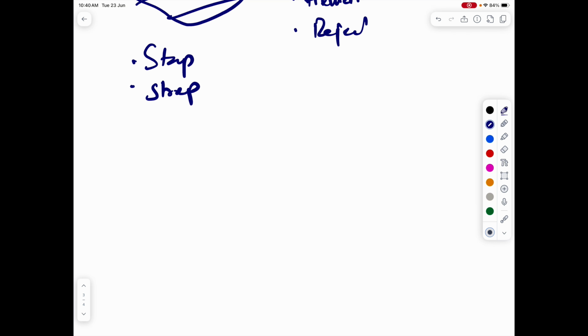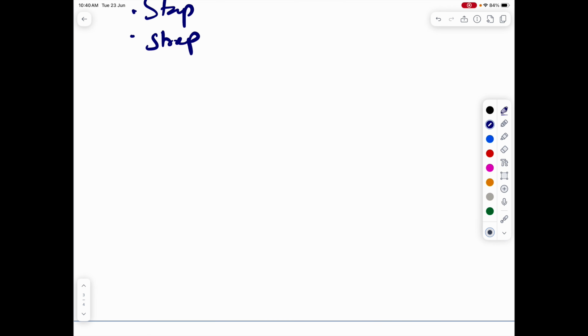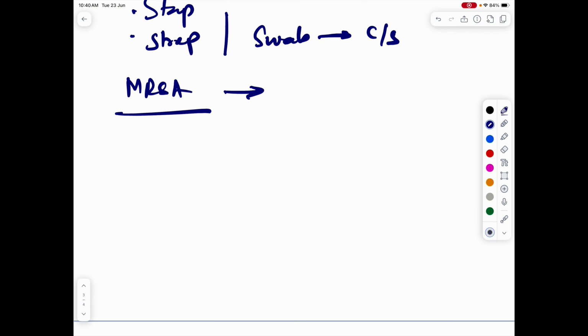Then you have to take the swab and send it for culture sensitivity. Then what is MRSA? This is very common in skin infection. Methicillin-resistant Staphylococcus aureus. This is a common cell, very common, and it cannot be easily eradicated.